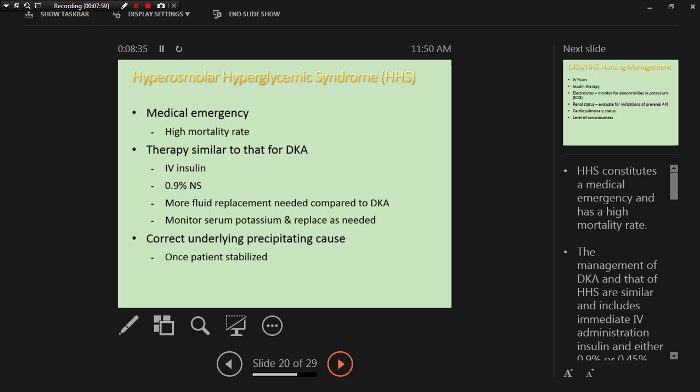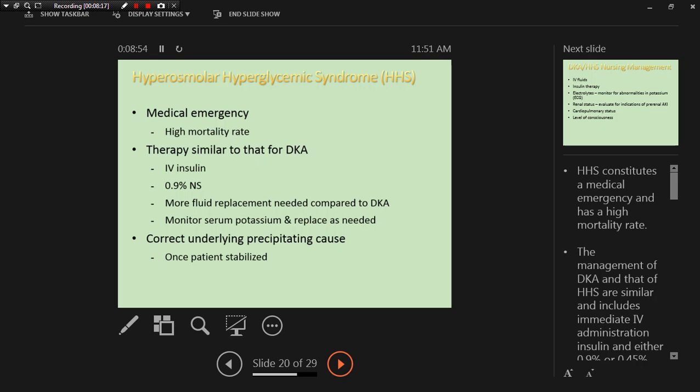And so the only reason they're peeing a lot is because of these sugars. We need to get them down. So if we had to ask a priority question with HHS, we're going to give insulin first. And then we're going to give large quantities of fluid. Yes, same thing as far as with DKA, crystalloids.